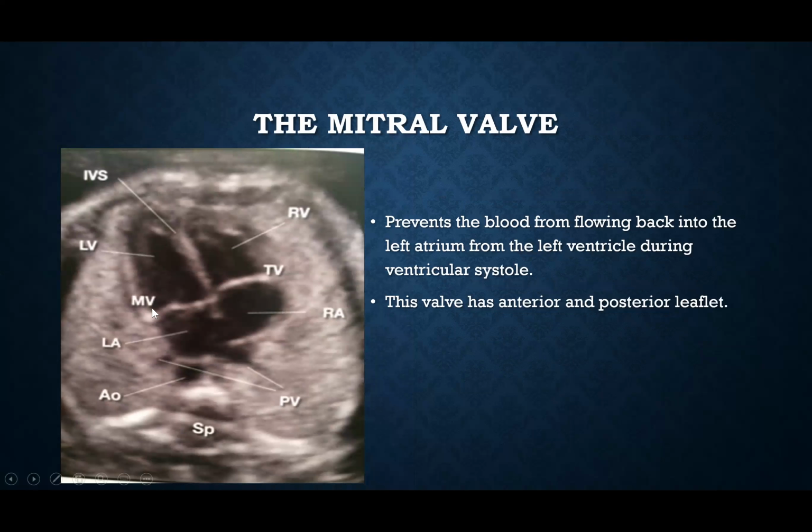The mitral valve prevents the blood from flowing back into the left atrium from the left ventricle during ventricular systole. And this one is always associated with the left ventricle. The mitral valve only has 2 leaflets. So that's different than the tricuspid.